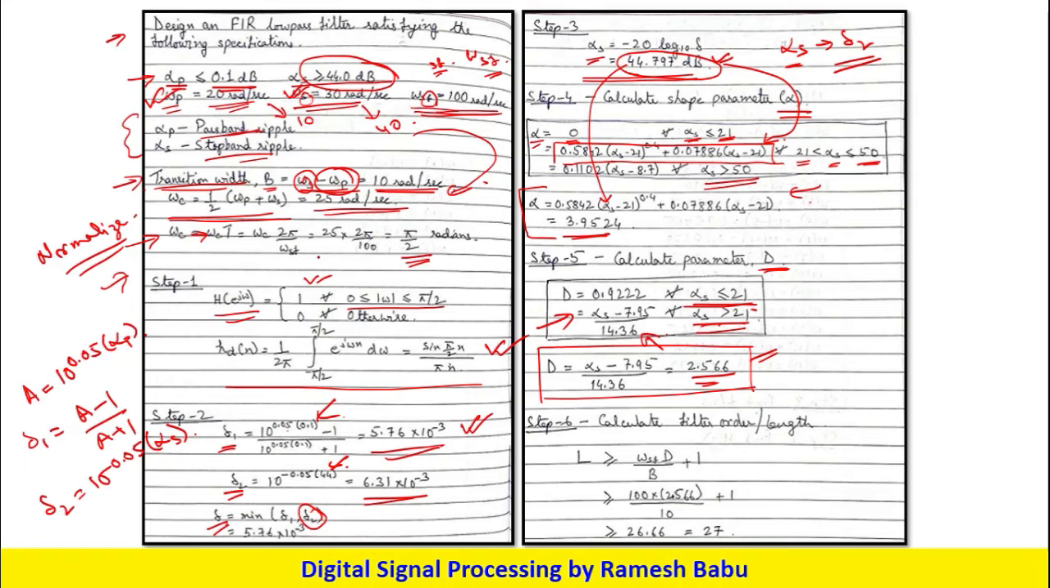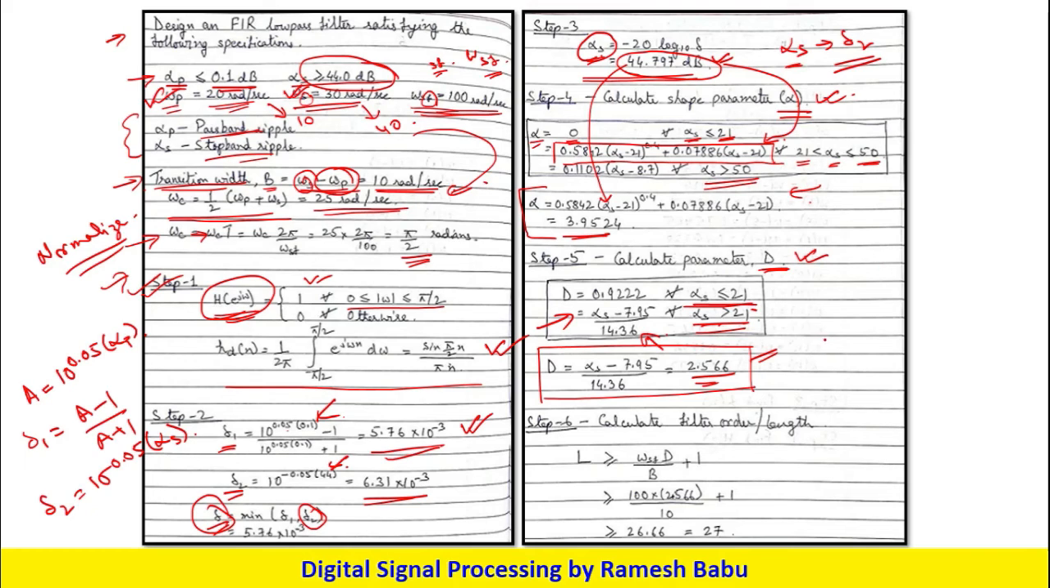So first, what have we done? We have calculated the amplitude response. Then we have calculated the delta. Using that delta, we have calculated alpha s. From that alpha s, we have calculated the shape parameter, and then we have calculated the parameter d.